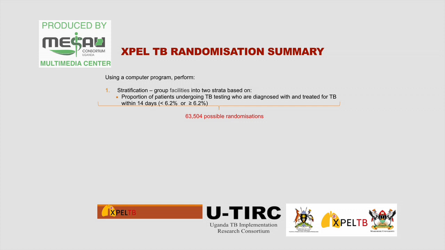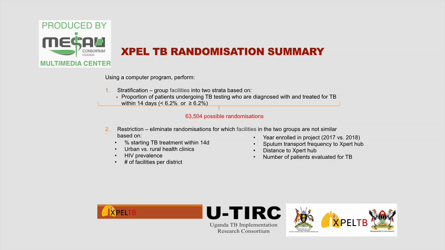On top of that, we're going to do our restriction. As I said before, restriction eliminates some of those randomizations for which the facilities in the two groups are imbalanced, not similar. The data that we've used for restriction are part of the data collected for 2017, and I've listed all of the restriction variables on this slide. We are going to be eliminating randomizations where there's not a balance, first of all, for the percentage starting TB treatment within 14 days. We've stratified on that, but we're also going to restrict on it because we think that's a very important variable.